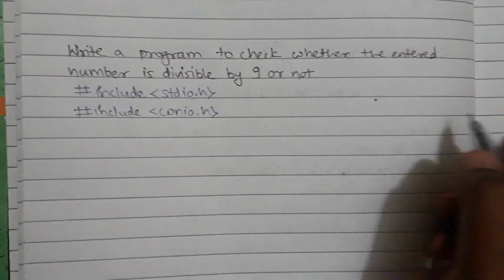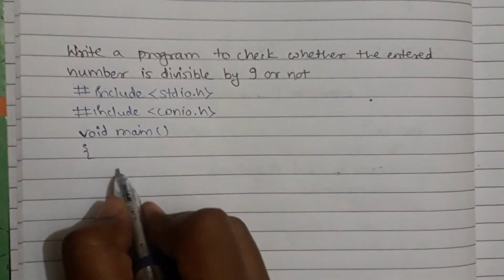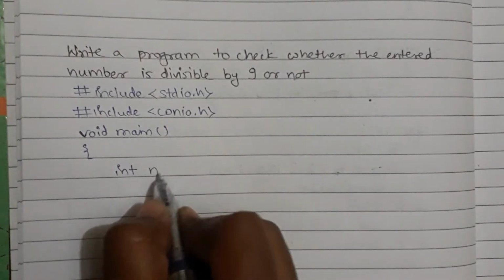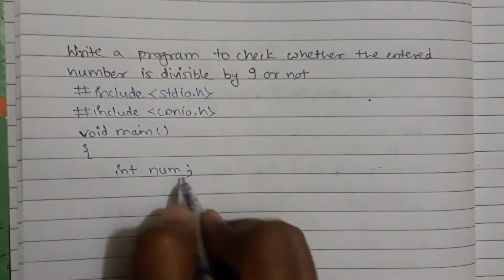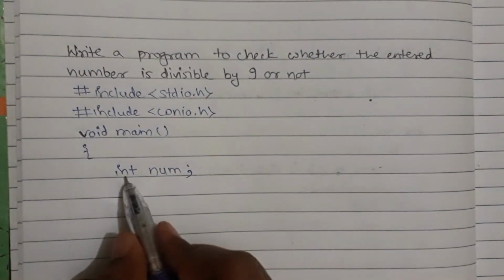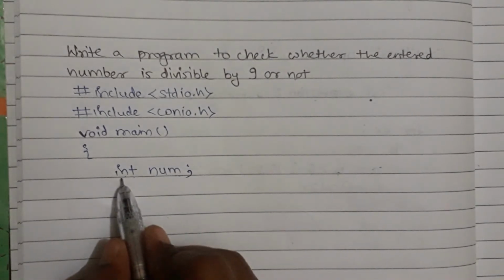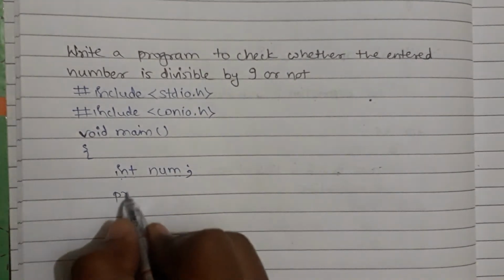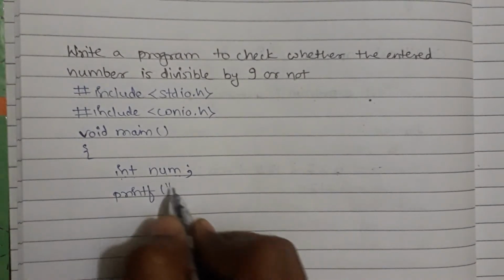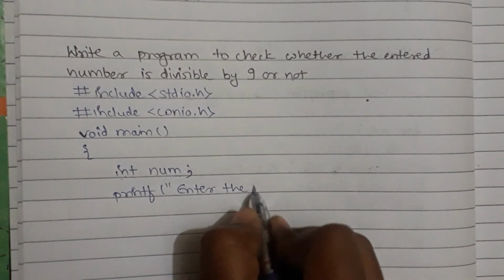Now after including these two header files, we will write the void main, and then within this void main we declare a variable. A single variable we will require, and we have to take that variable from the user. Therefore we declare the variable num of integer data type. Then we have to print the message that says enter the number, so that the user can enter the number.